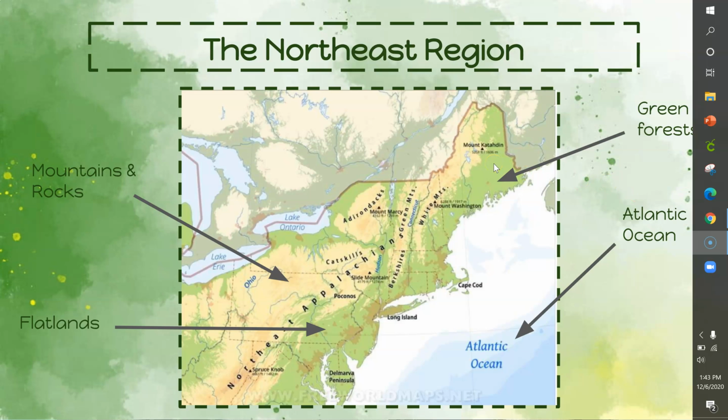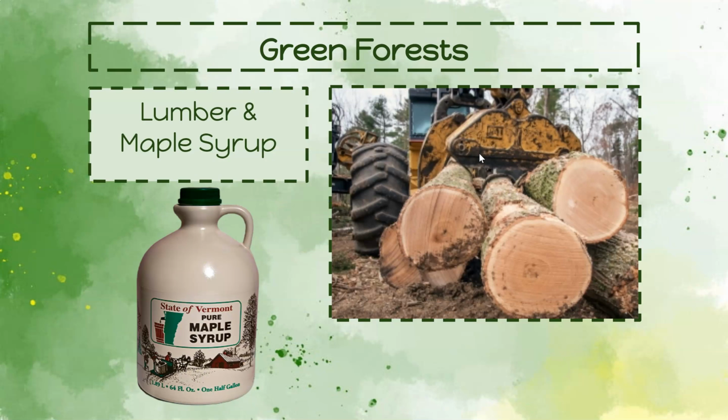Because of all these different land types in the Northeast region, we have many different types of natural resources that come from our region. Let's take a look at those examples. We have many green forests, and green forests make up lumber and maple syrup. Let me read you this excerpt from your informational packet to help describe this a little bit further.